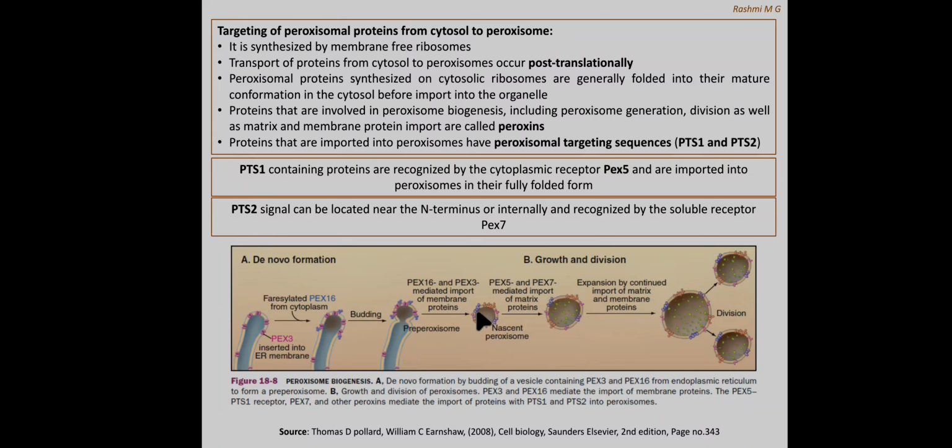So this is the nascent peroxisome, where after that, with the mediation of PEX5 and PEX7 receptors, the proteins are embedded inside, and it helps in expansion by continued import of matrix and membrane proteins. That expansion will lead to division of peroxisomes.